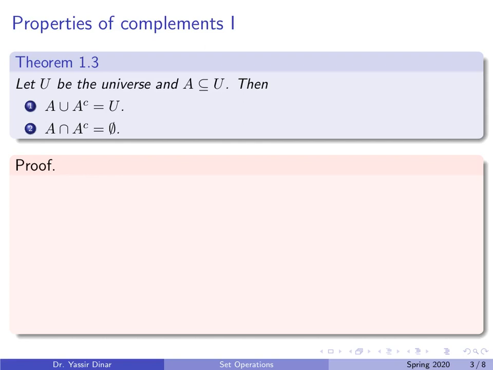Let us prove this theorem. And in this proof, I will explain 2 proof methods for set equality. To prove the first equality here, A union A complement is equal to U, we use a 2-part proof. A 2-part proof means that I have to show that A union A complement is a subset of U, and then prove that U is a subset of A union A complement, and that means these 2 sets have to be equal.